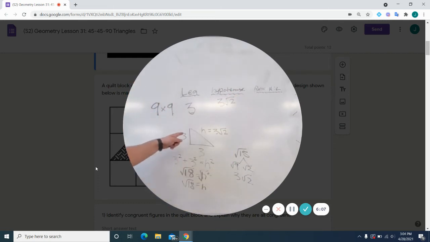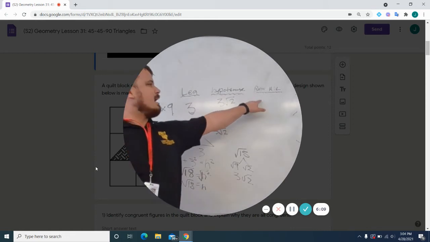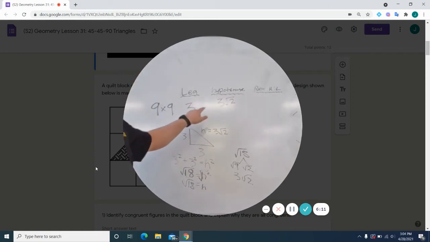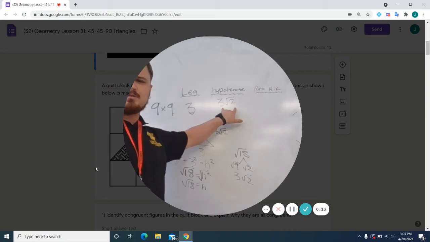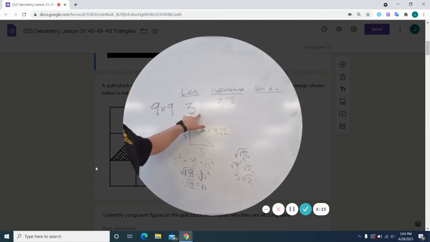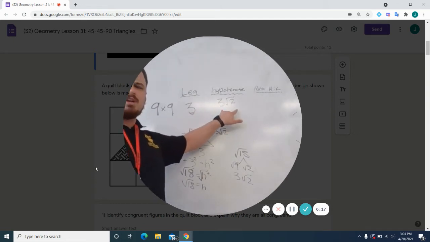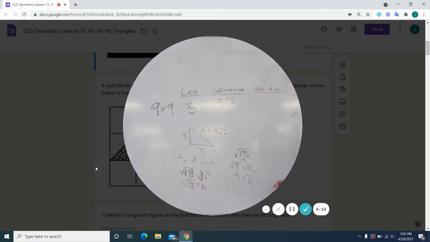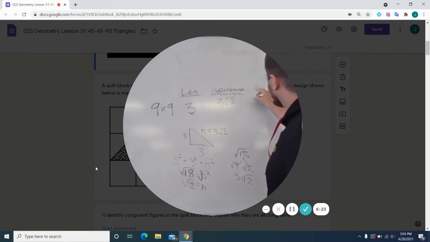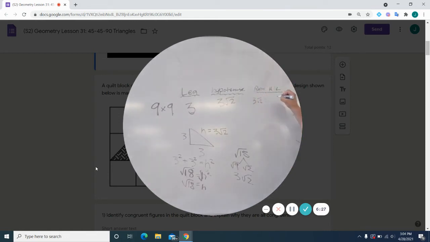So what is the ratio of the hypotenuse to the leg? Well, the ratio, this is going to be 3 times root 2, and this is 3. So what is the ratio? So if I was to write them, let me do it over here. It's like hypotenuse is 3 root 2 compared to the leg, which is 3.